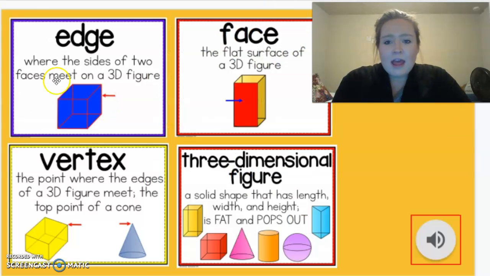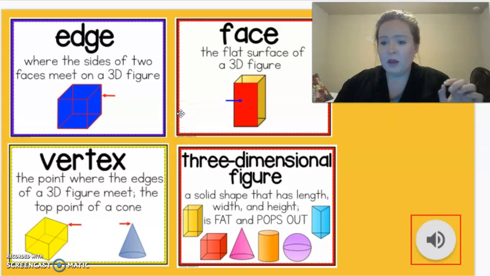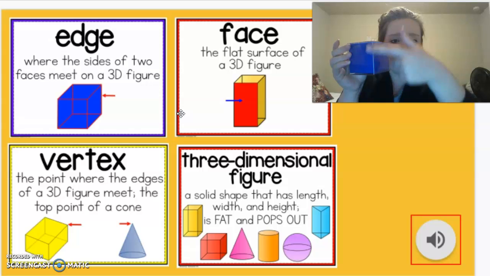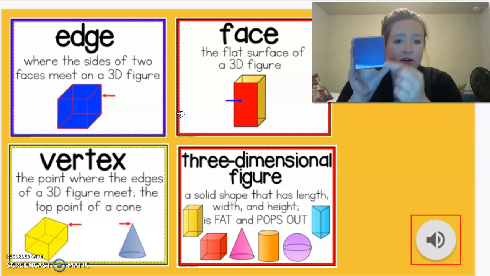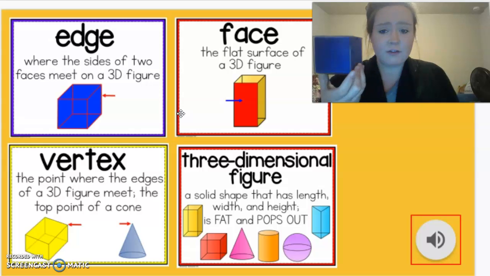Okay. Here are some definitions that we need to know for 3D shapes. An edge is where the sides of 2 faces meet on a 3D figure. So here's one face and here's another face. This right here is the edge, okay? The face is the flat surface of the 3D figure. So this is a face, this is a face.